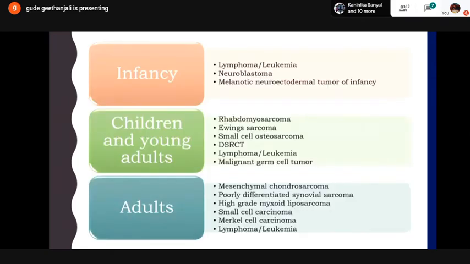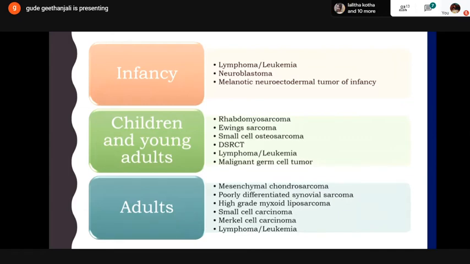So if we see any undifferentiated or small round blue cell tumors in the infantile age group, the differential diagnosis which we think of are the lymphomas and the leukemias. We should always think of lymphomas and leukemias in any age group when we have a small round blue cell morphology. And the other differential diagnosis is the neuroblastomas and the melanotic neuroectodermal tumor of infancy. And even based upon the location, we have another range of differential diagnosis. Like in orbit, we think of rhabdomyosarcomas, in liver the hepatoblastomas, in lung the pleuropulmonary blastomas, and so on.